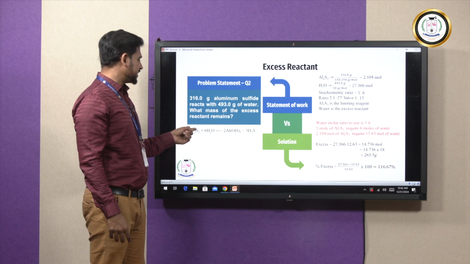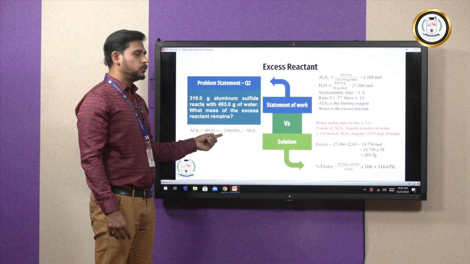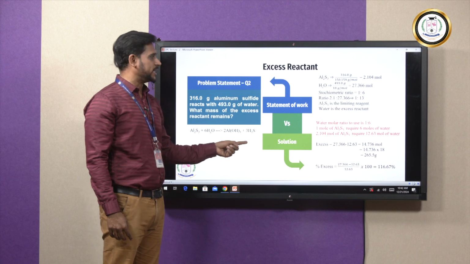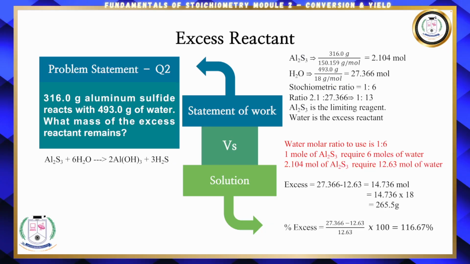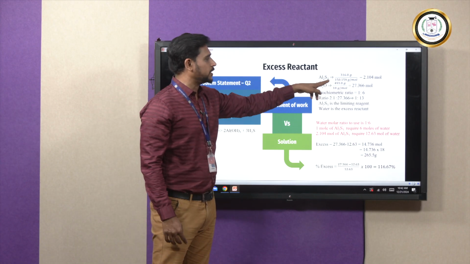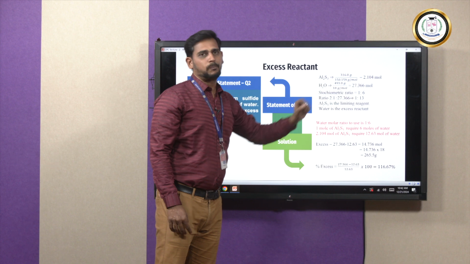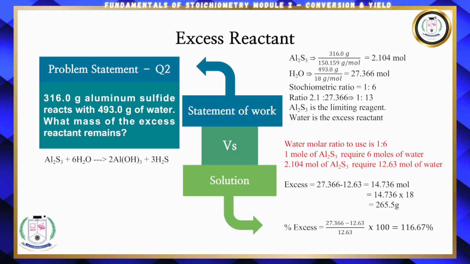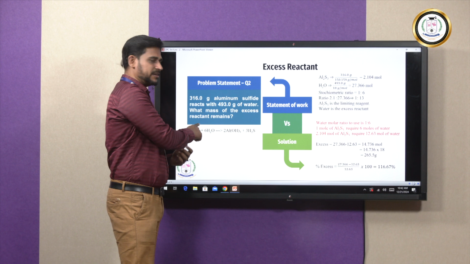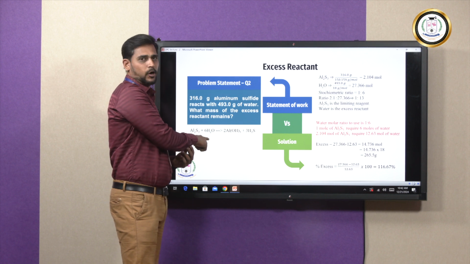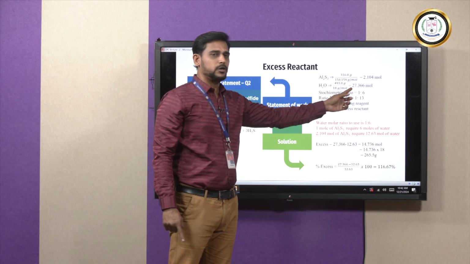The reaction is Al2S3 plus 6H2O gives 2Al(OH)3 plus 3H2S. We have to calculate again, moles is equal to weight by molecular weight. For Al2S3, 316 grams divided by the molecular weight of Al2S3 will give you 2.104 moles. For water, 493 grams divided by the molecular weight 18 will give you 27.366 moles. 1 mole of Al2S3 will react with 6 moles of water. So the stoichiometric ratio is 1:6.